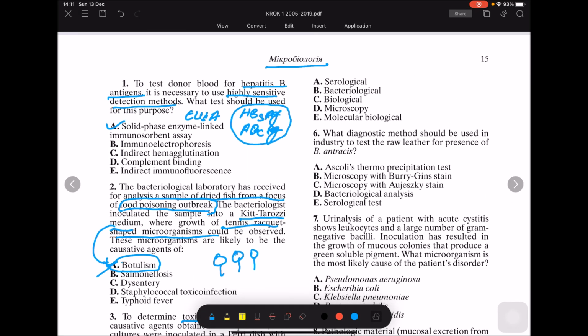So the answer is serological examination. So the next one: a diagnostic method should be used in an industry to test the raw leather for the presence of Bacillus anthracis. For this diagnostic method, the best confirmative method, I told you, is the Ascoli test, or Ascoli thermoprecipitation test. For rapid detection, we'll use immunofluorescence and PCR. Mainly the immunofluorescent microscope. If immunofluorescence is not present in the options, we can go for PCR. For best confirmation, we have to use the precipitation test, that is called the Ascoli thermoprecipitation test.